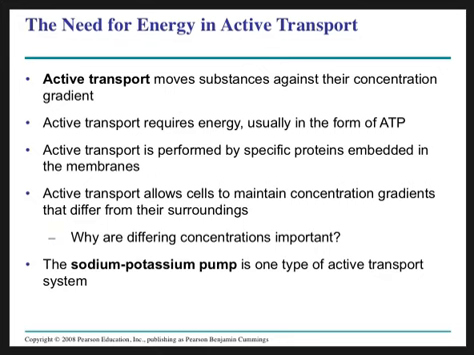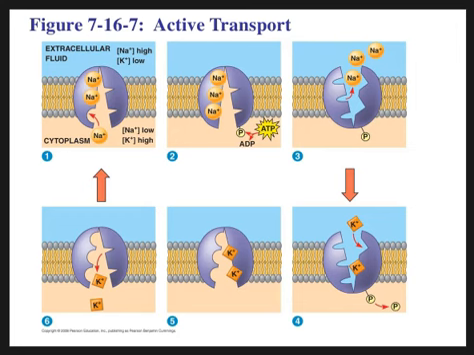Our example that we're going to hit here is the sodium-potassium pump. This is one form of active transport. Your cells have hundreds to thousands of these pumps in their cell membranes. This is a really, really huge concept when we talk about biology and we talk about active transport in cells. So this is what happens.